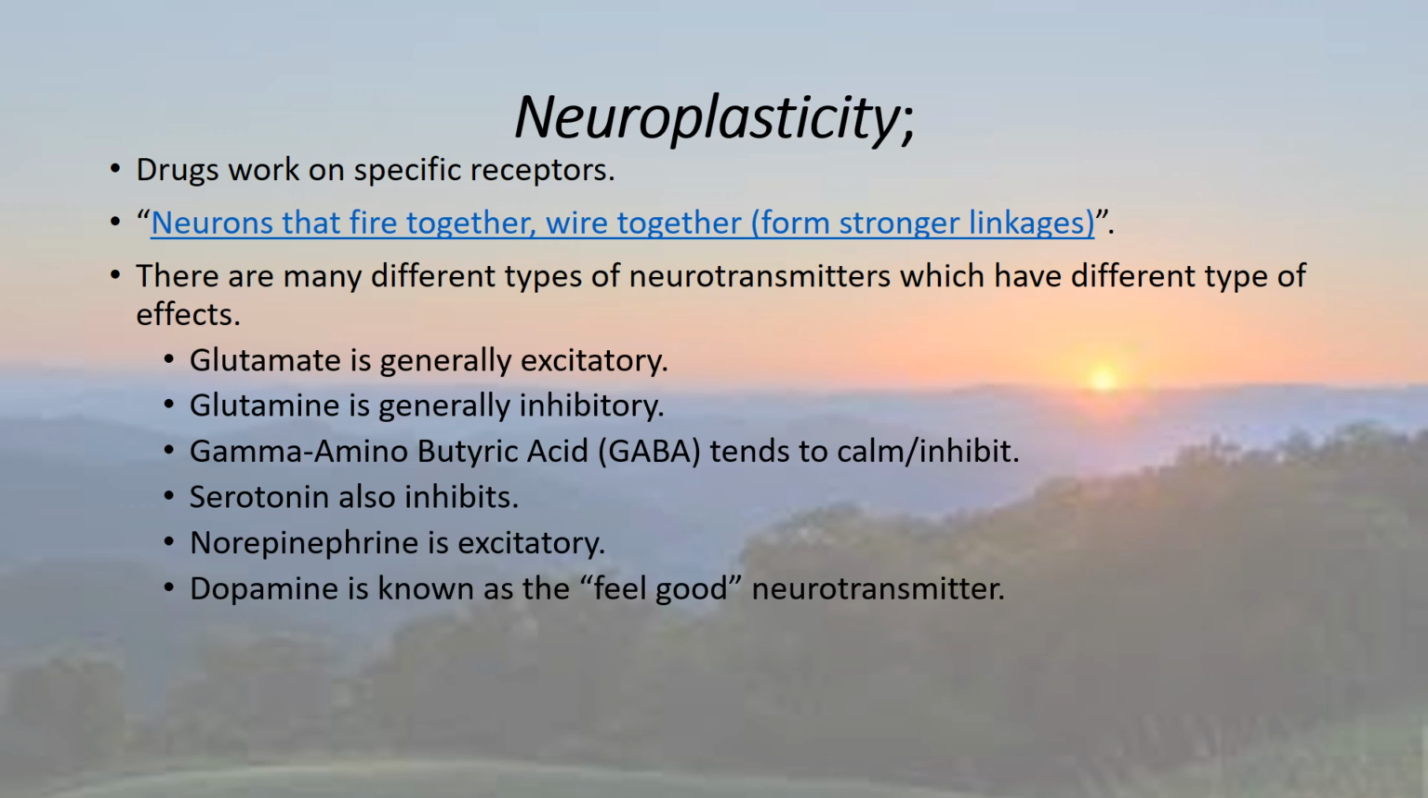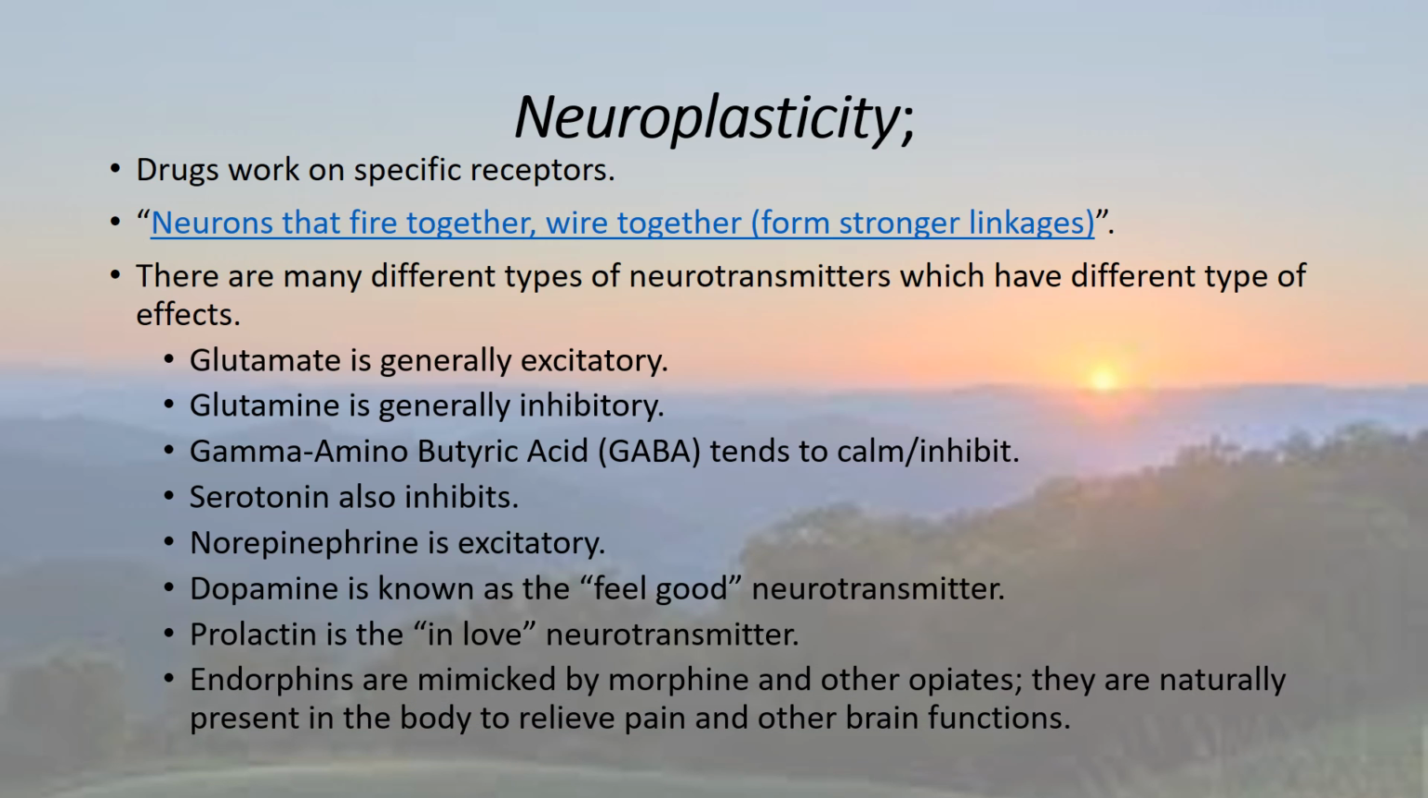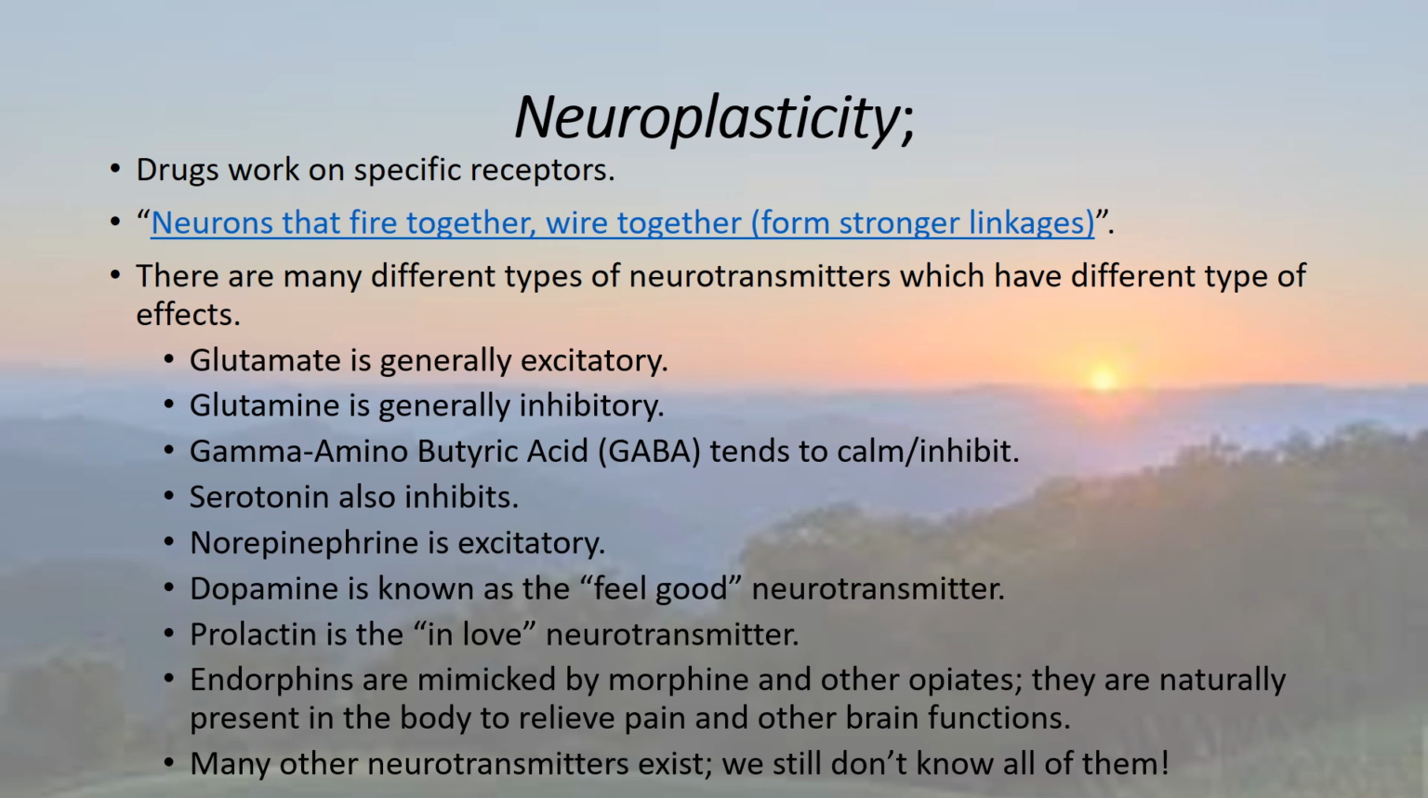Prolactin is the in-love transmitter. It's what's released when people fall in love. Endorphins are also mimicked by morphine and other opiates. They are naturally present in the body to relieve pain and other brain functions. There are many other neurotransmitters that exist. We still don't know all of them, but research continues.